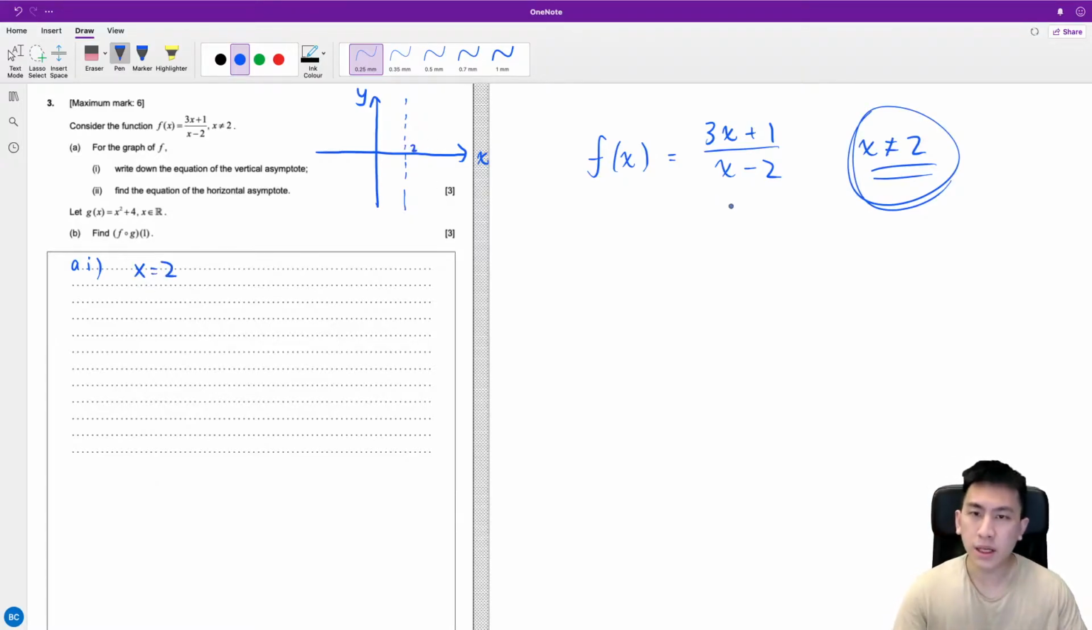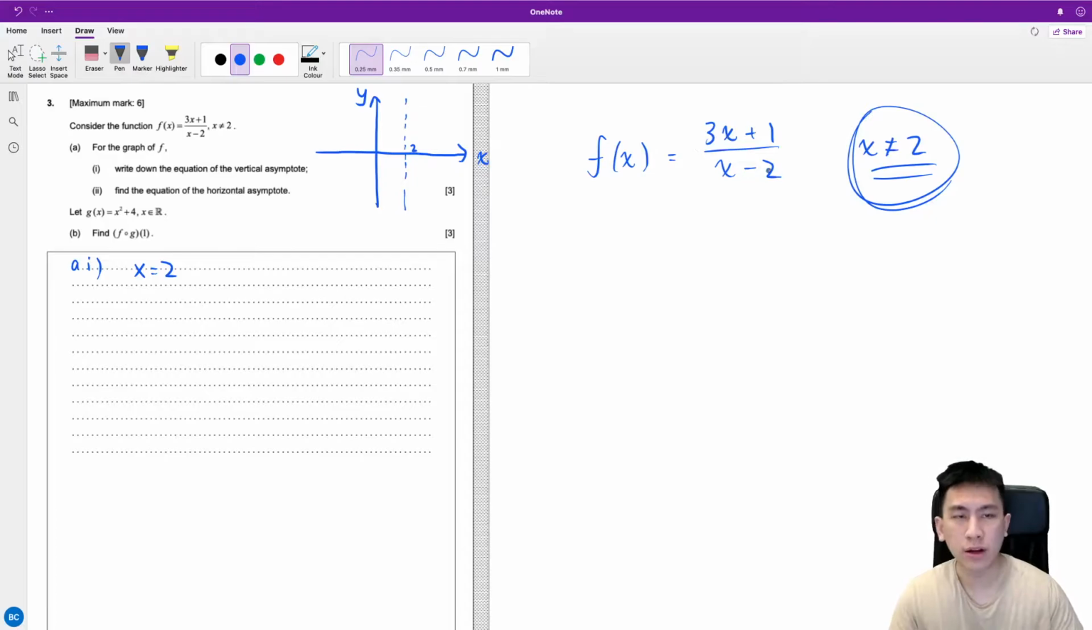Even if they didn't give you this, you should be able to see it. Every time you're dealing with an asymptote, always remember, you are going to look into things you can't do in math. For example, you can't divide by 0, you can't take the square root of a negative, unless you're doing imaginary or complex numbers, you cannot log 0, you cannot log a negative number, or for example, you cannot do tangent of 90 degrees. So these are the things you cannot do in maths.